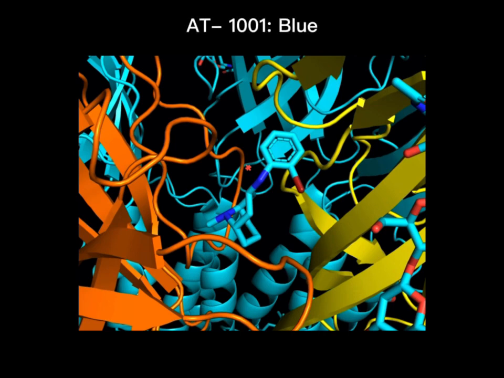AT1001, the blue molecule, inhibits the receptor catalytic site. It is a high affinity and selective alpha-3 beta-4 nicotinic acetylcholine receptor antagonist that blocks nicotine administration.